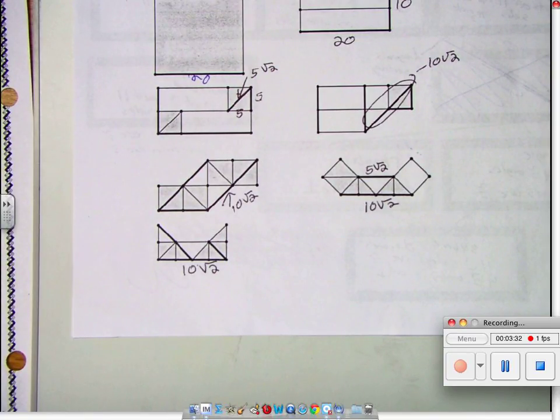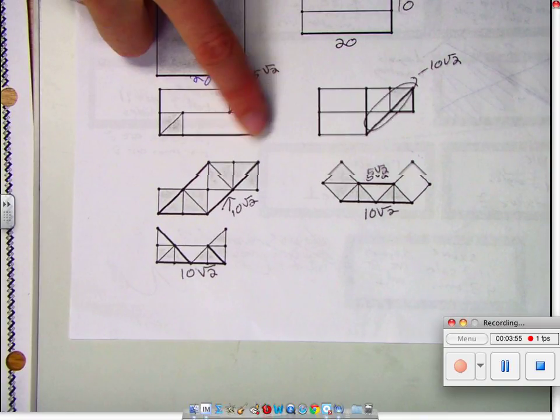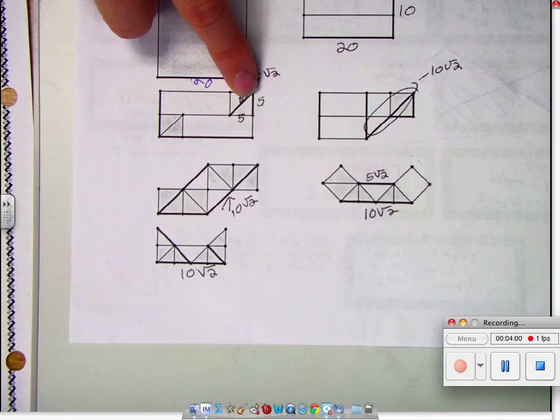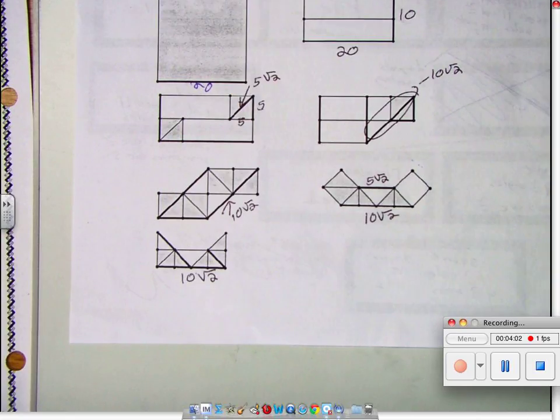Yes, Lorenzo? You got a question? Yeah, the one under the square. You know that shade that's under the square? What about the bottom side? This part right here would still be 20. That bottom section would still be 20. This would still be 10. Half of 10 gives me 5, so that has to be 5 square root 2. Any others?